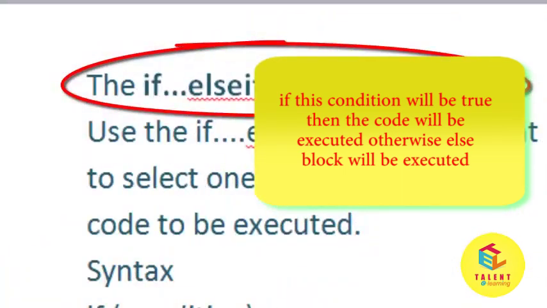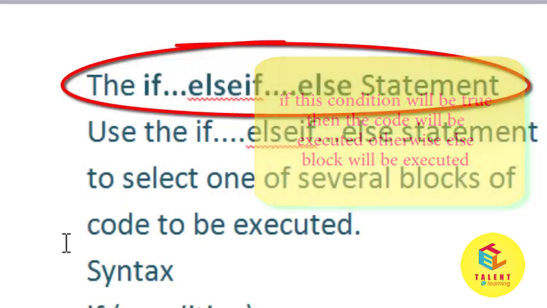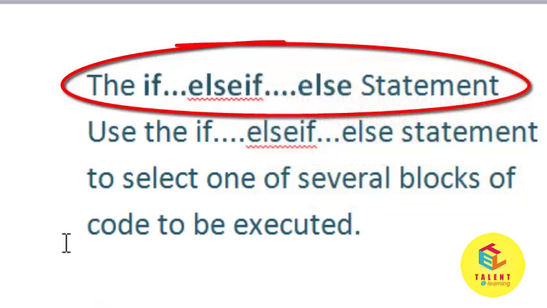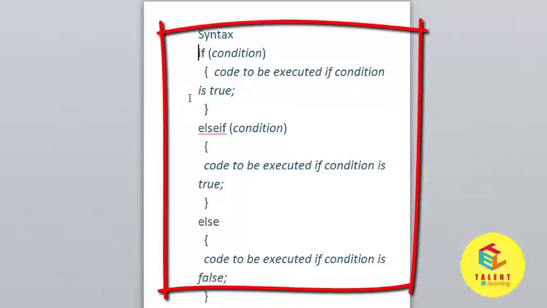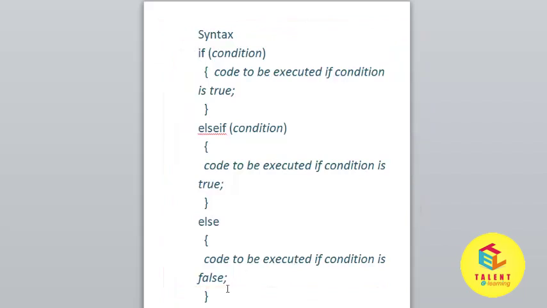Now let's see the if else if statement. Use this statement to select one of several blocks of code to be executed. This is the syntax. If condition is true, then this statement will be executed. Then else if statement also contains condition. If this condition is true, then this statement will be executed. If all conditions are false, then this else statement will be executed.